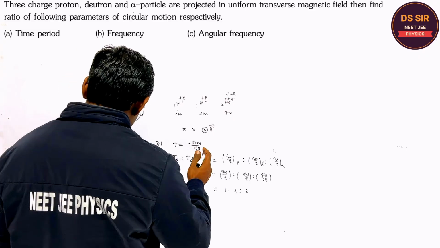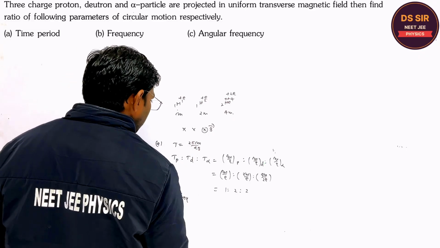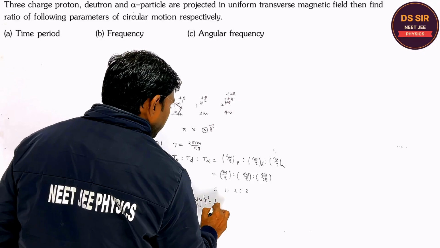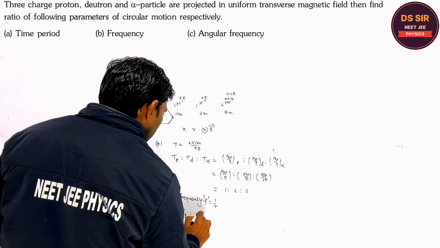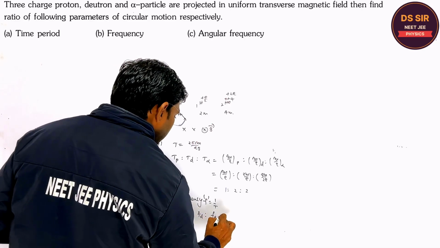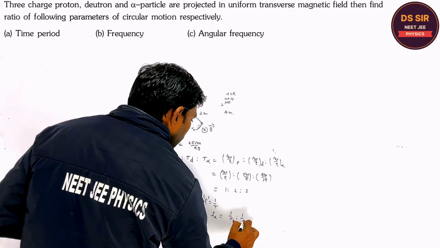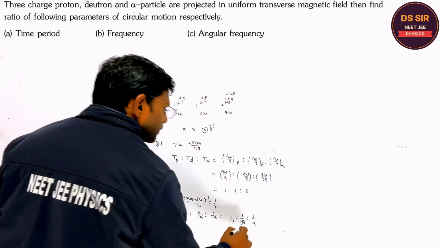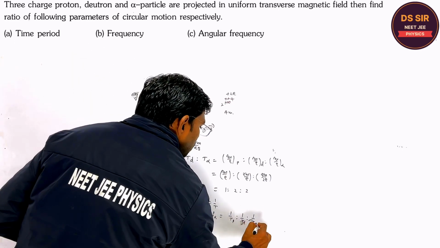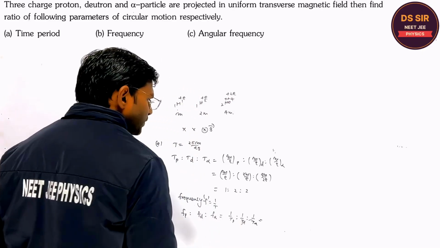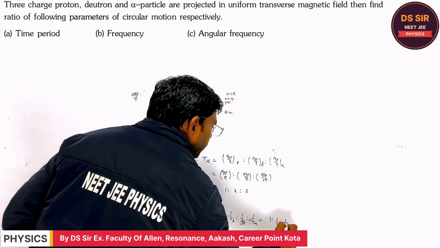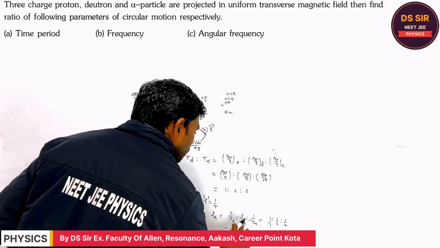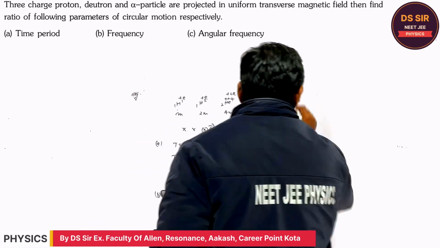What about frequency? Frequency is nothing but 1 upon time period. So frequency of proton, deuteron and alpha is equal to 1 upon the time period of proton, deuteron and alpha. So it is the reciprocal of this. It means 1 is to 1 by 2 is to 1 by 2. Reciprocal, and it is 2 is to 1 is to 1. Fine. This is the B part.